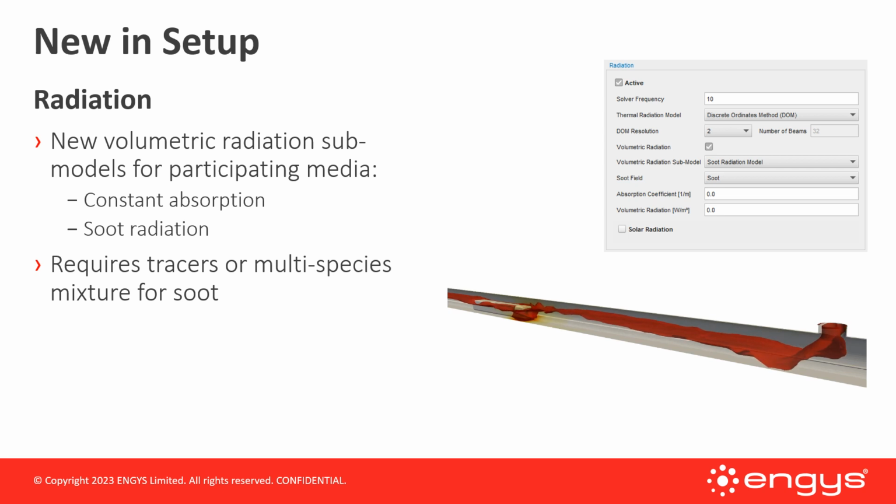To accurately simulate soot radiation, Helix requires the use of tracers, or a multi-species mixture model. This ensures that the soot particles and their interactions with the participating medium are properly accounted for in your simulations.